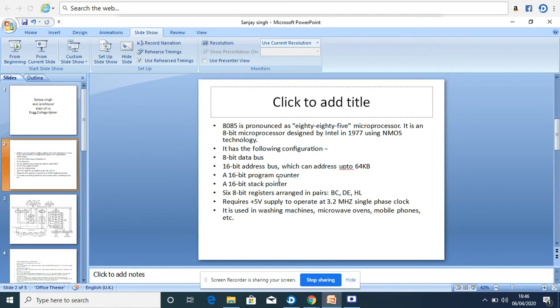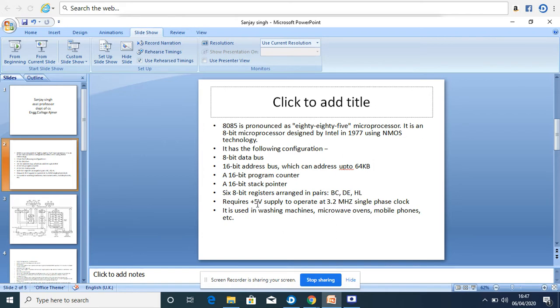It has a 16-bit program counter. This is a register that carries the address of the next instruction to be executed. The 16-bit stack pointer is another register that is used to store the address of the temporary memory that is used during program execution. It has six 8-bit registers arranged as B, C, D, E, H, L. Means there are 6 general purpose registers, that is B, C, D, E, H and L. One special register is called the accumulator. This is also an 8-bit register and it is part of the ALU.